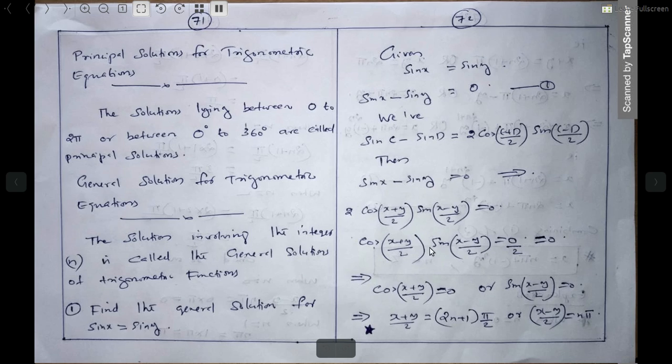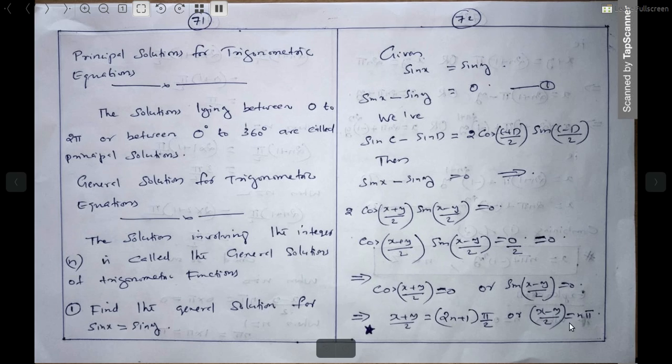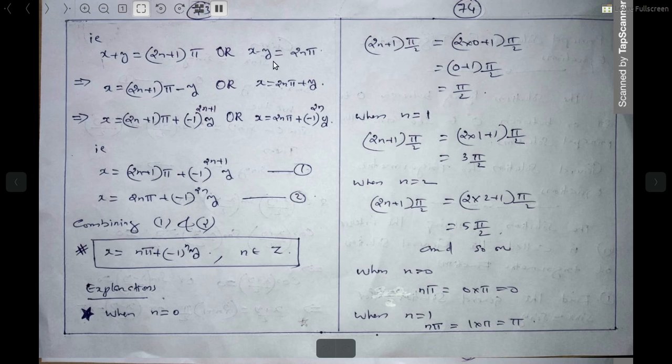That is, we have now (x+y)/2 is equal to (2n+1)π/2. So we can cancel these two 2's. Then we get x plus y equal to (2n+1)π. Similarly, here (x−y)/2 is equal to nπ. So we can transpose this 2 to the right side. Then x minus y is equal to 2nπ. So x is equal to, we can transpose this y to the right side, (2n+1)π minus π. Similarly here x is equal to 2nπ plus π.